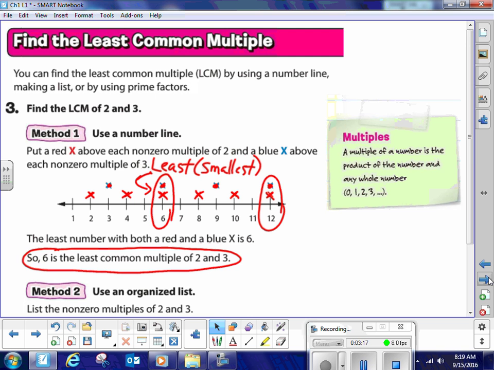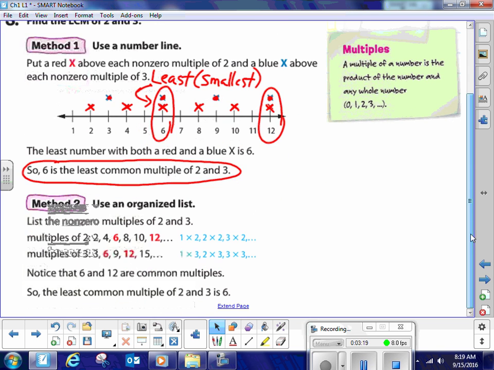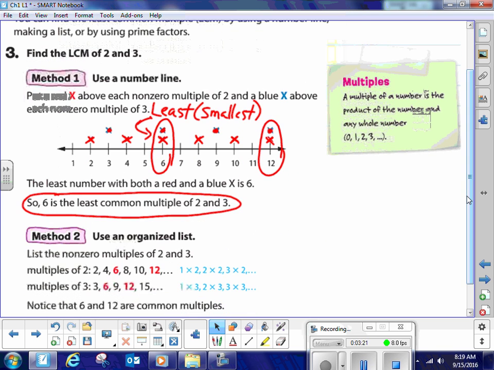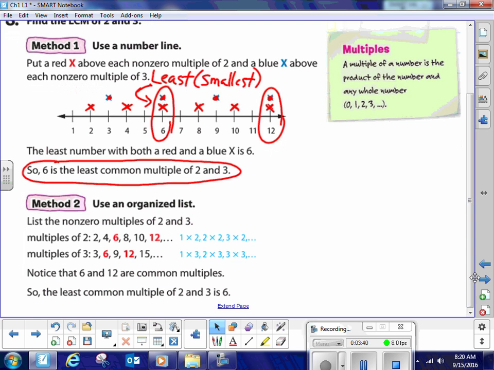Scroll down. I don't know if you noticed right here, but off to the side I have multiples defined. A multiple of a number is the product of the number and any whole number. So again, they go back to that whole number idea, and really you could replace whole number with integer. But for now, just use whole number. Method 2, use an organized list.